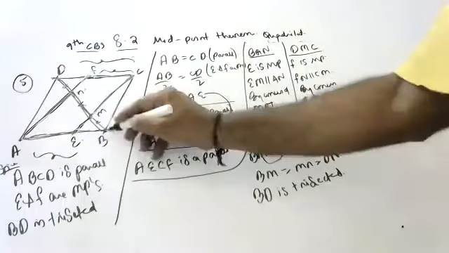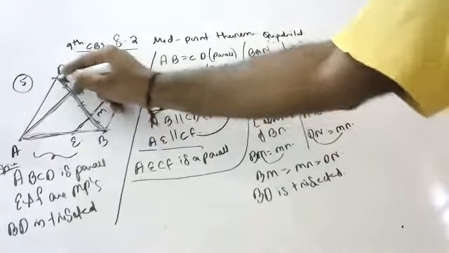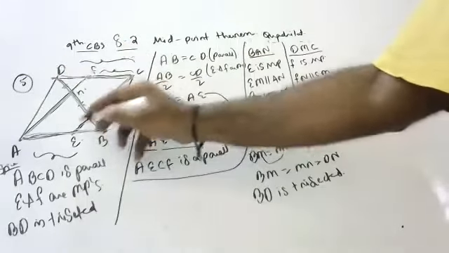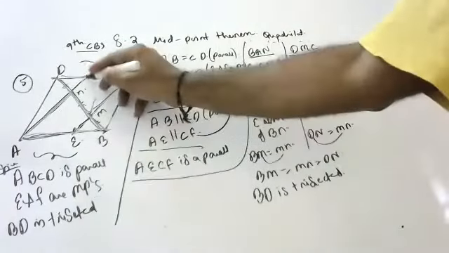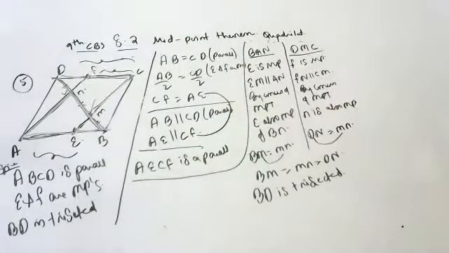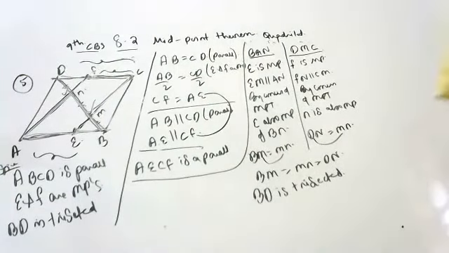Simple, children. Once you take this triangle, once you take that triangle, that's it. This is a midpoint, so this is also a midpoint. By converse of midpoint theorem. That's all. You need not worry about that. Very easy subject. Sixth question.